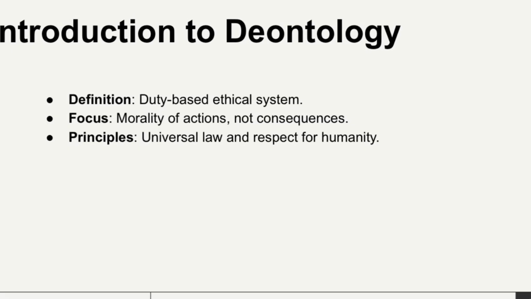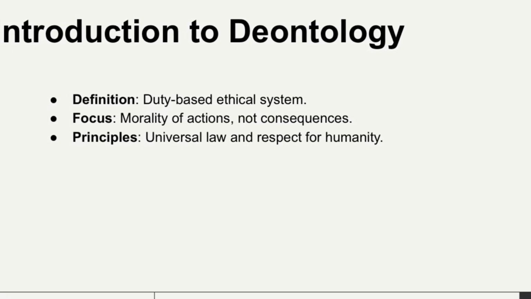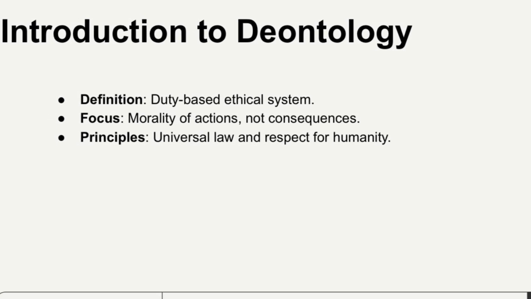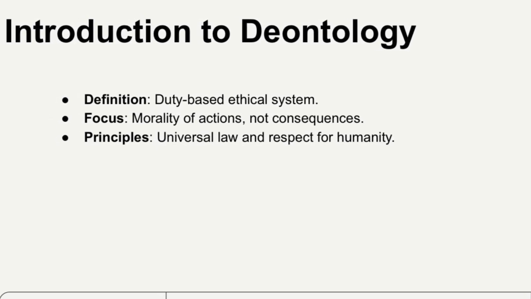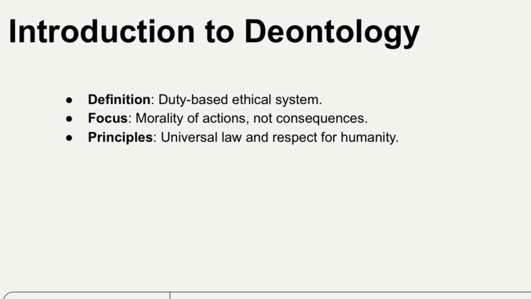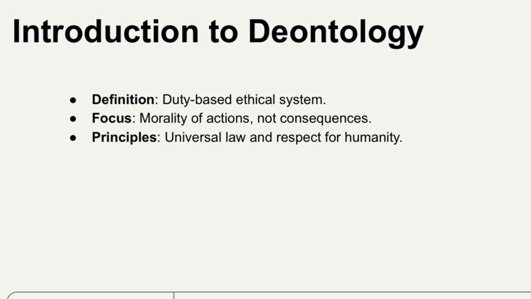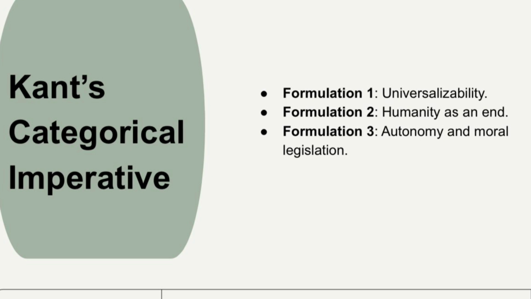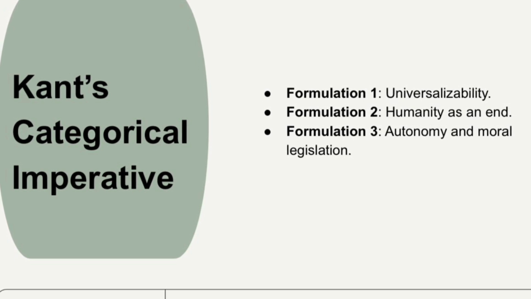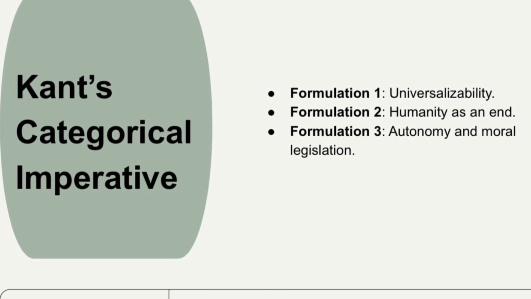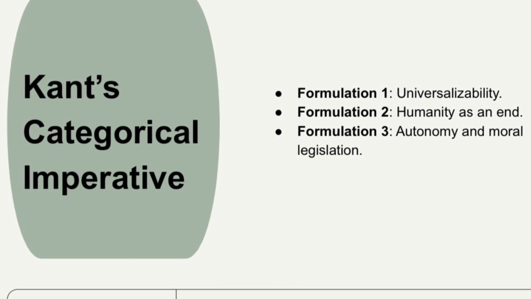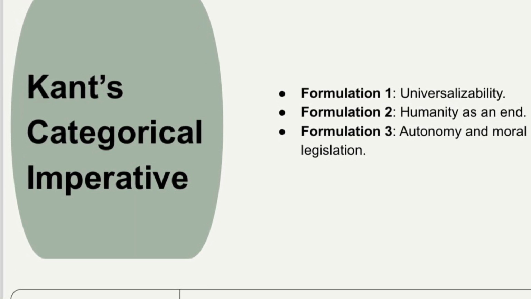Deontology is an ethical framework that evaluates the morality of actions based on adherence to rules or duties rather than outcomes. It emphasizes universal principles and the inherent worth of individuals. The categorical imperative is Kant's central concept. It consists of three formulations that guide moral decision-making. These formulations provide a consistent and rational basis for evaluating ethical actions.